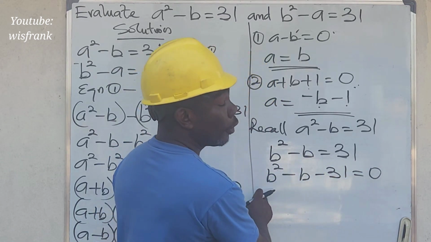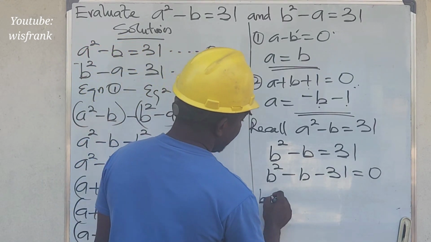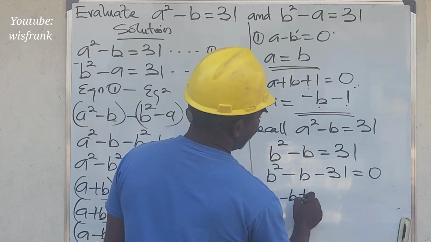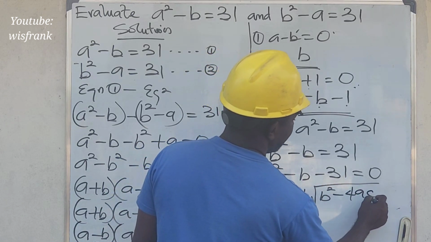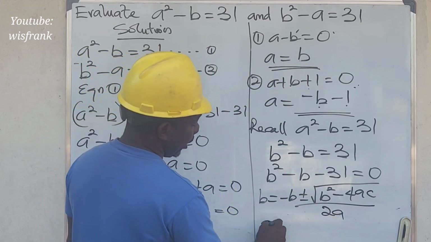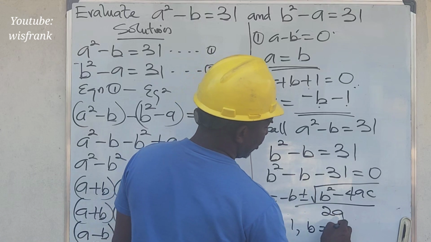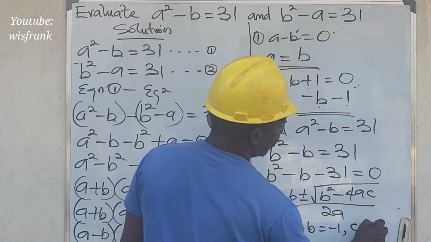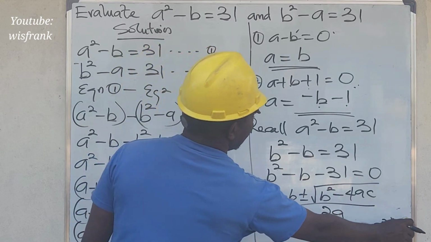So for us to find the value of b, we use the quadratic formula, which is b equals minus b plus or minus square root of b to the power of 2 minus 4ac, all over 2a. From this equation, our value of a equals 1, our value of b equals minus 1, and our value of c equals minus 31.